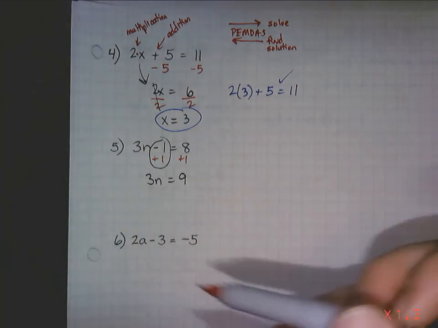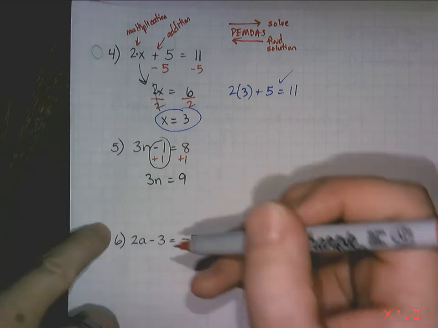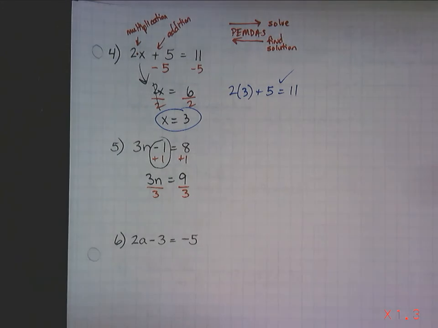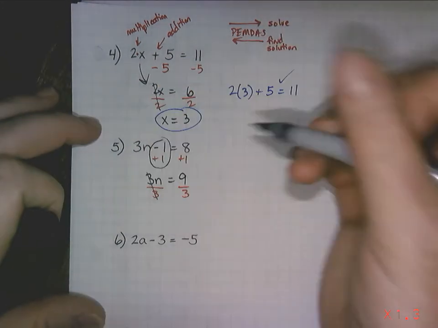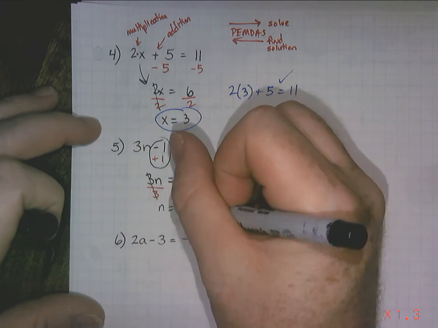Now, I apply the inverse operation of 3 times n. The opposite of multiplying by 3 is dividing by 3. So to divide both sides by 3, I'm left with, well, this cancels out, obviously. So this is n equals 9 divided by 3, which is 3.